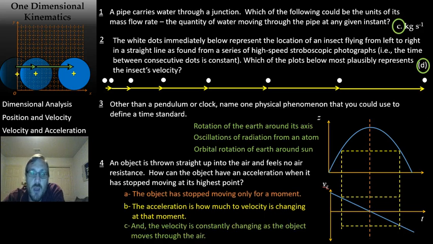So the velocity is constantly changing as the object moves up and down through the air. That's the sort of thing I'm looking for in that sort of question. All right.